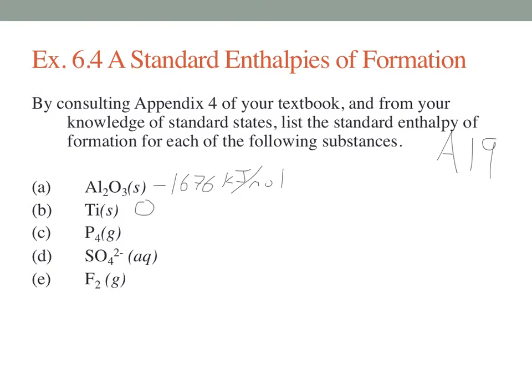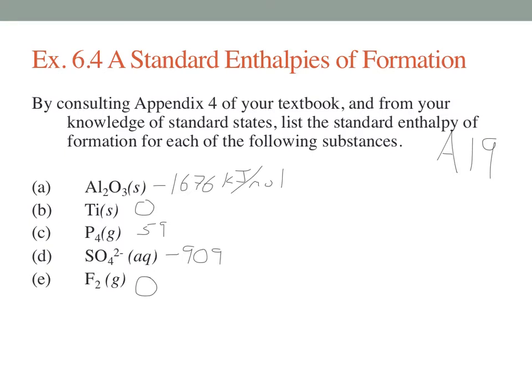P4, interestingly enough, if you look at that one, there are a couple different kinds of phosphorus. P4 happens to not be the standard one, so 59 is the value there, kilojoules per mole. Sulfate is negative 909 kilojoules per mole, and then diatomic gaseous fluorine is 0. You need to be careful for these that they need to be in the right phase, diatomic versus monoatomic, to be their standard states. So watch out for those. There are a couple liquids. Bromine and mercury are liquids, so pay attention.